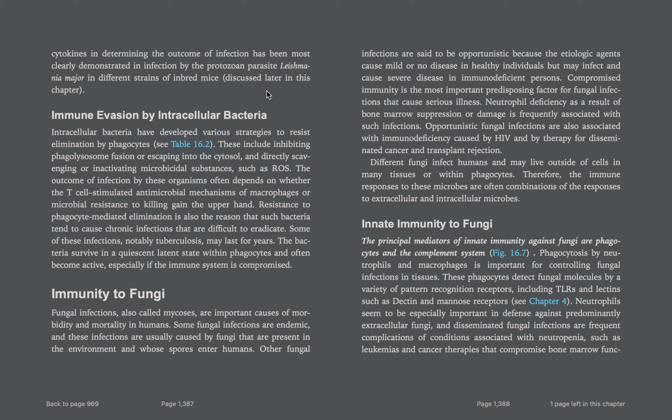Innate immunity to fungi. The principal mediators of innate immunity against fungi are phagocytes and the complement system. Phagocytosis by neutrophils and macrophages is important for controlling fungal infection in tissue. These phagocytes detect fungal molecules by a variety of pattern recognition receptors, including toll-like receptors and lectins such as dectin and mannose receptor. Neutrophils seem to be especially important in defense against predominantly extracellular fungi, and disseminated fungal infections are frequently complications of conditions associated with neutropenia, such as leukemia and cancer therapy that compromise bone marrow function.